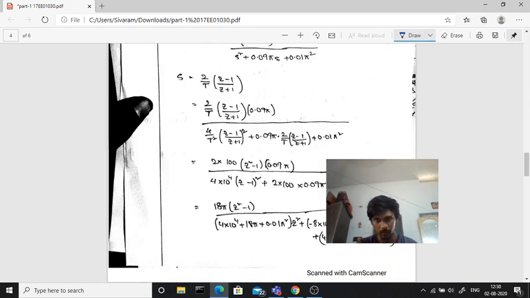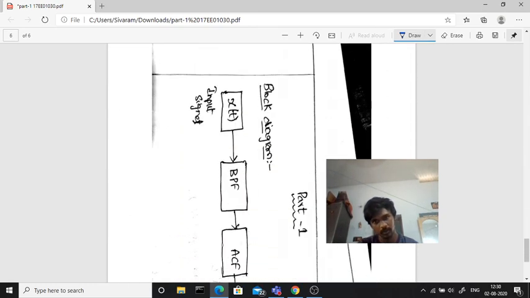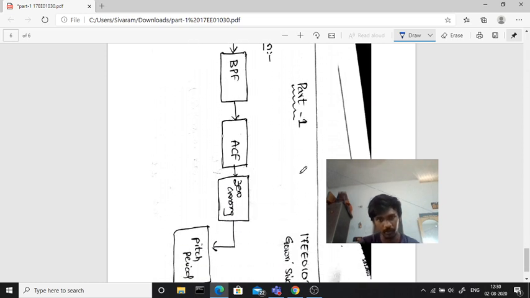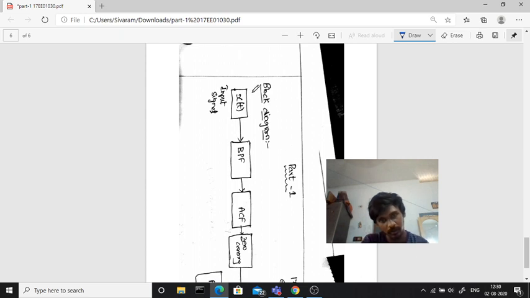So coming to the block diagram. It seems the block diagram was inverted, so I'll explain. This is the input signal of our system. This is the first process that I am going to explain. This is the band pass filter, which acts as a filter for our PPG signal.